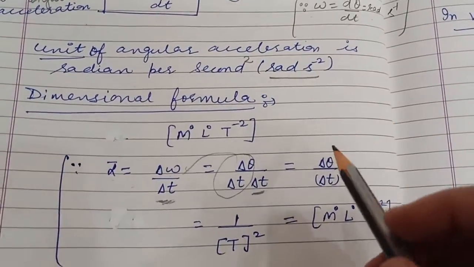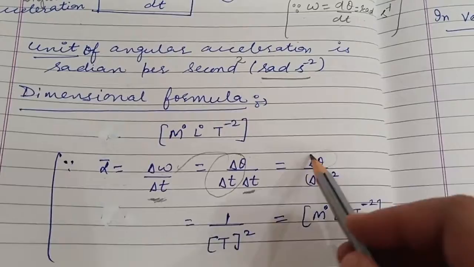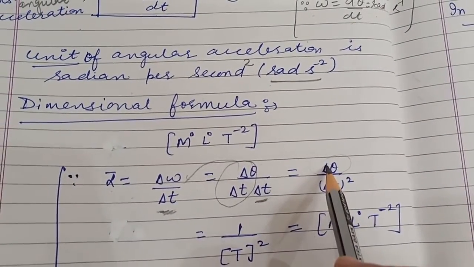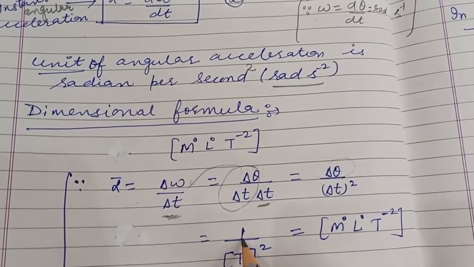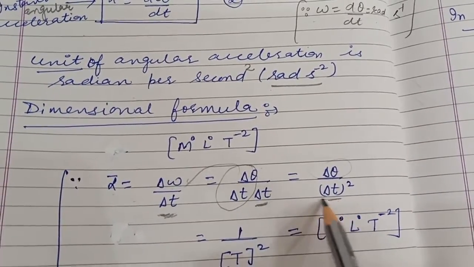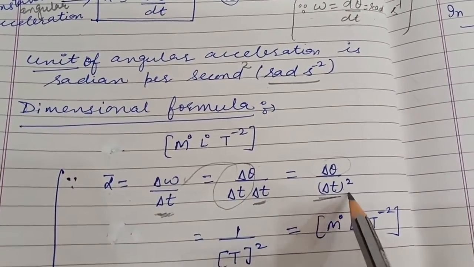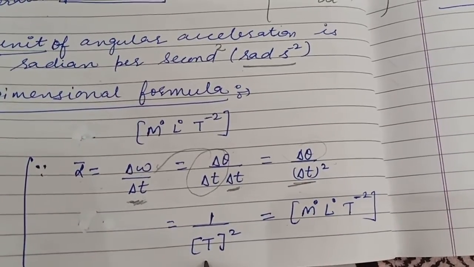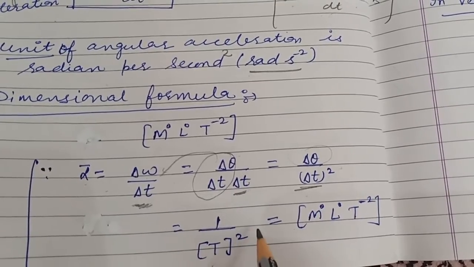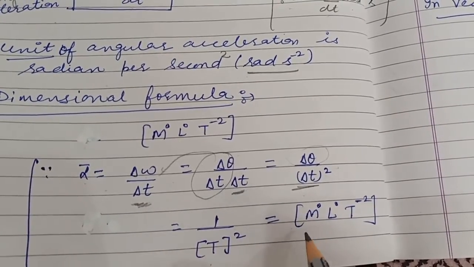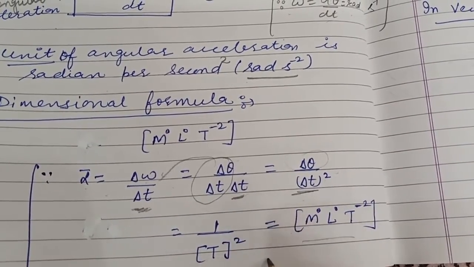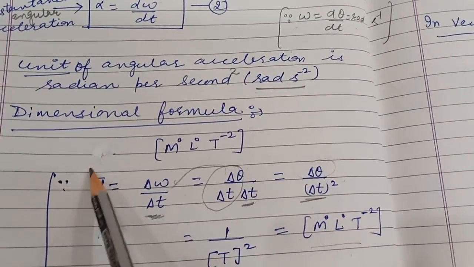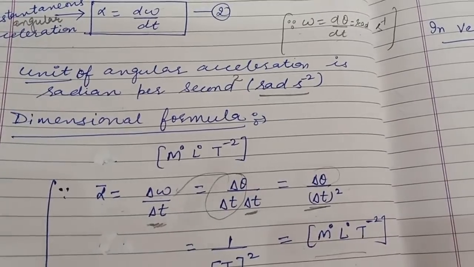Clear? And we know angle is dimensionless, so here we put 1, over delta t square, which represents time. Time is written as capital T whole square. So in dimensional analysis, we get M0 L0 T raised to power minus 2. So this is the dimensional formula for the angular acceleration.